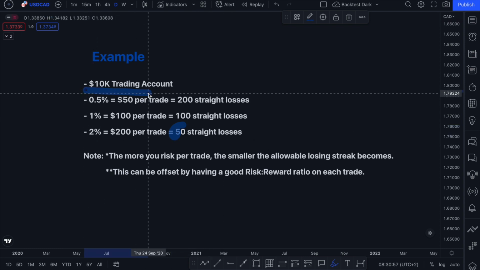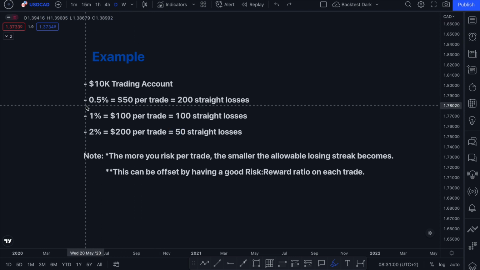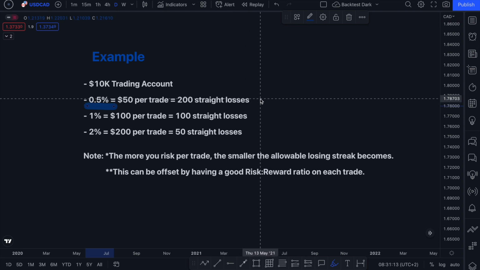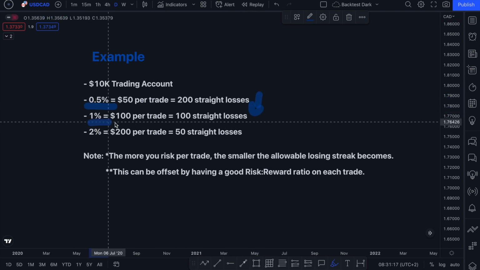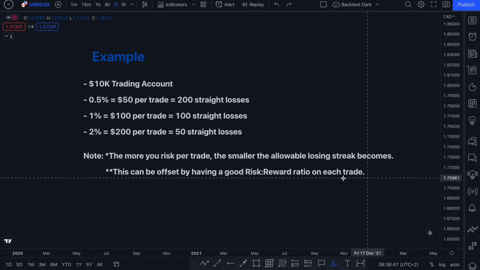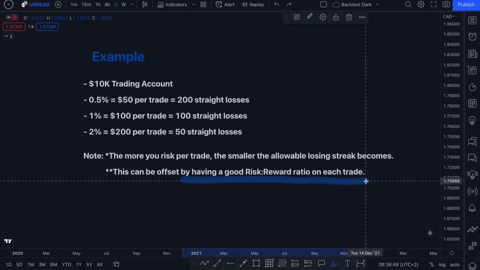Okay. The only trade-off here is if you're only risking 0.5%, your profit potential is significantly lower than if you were to risk 1% or 2%, purely because there isn't as much money at stake, there isn't as much money at risk, so you wouldn't be making as much money. Okay. Now, the best way to offset this is by having a good risk to reward ratio on each trade.